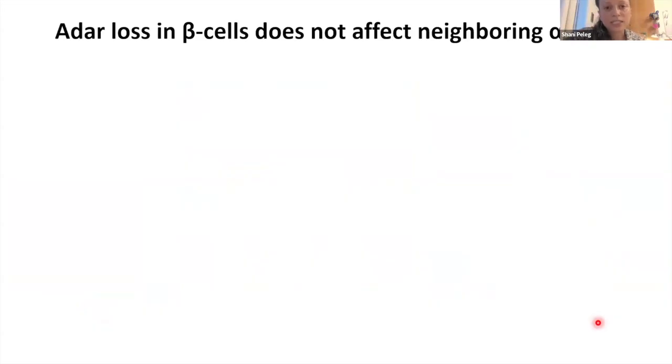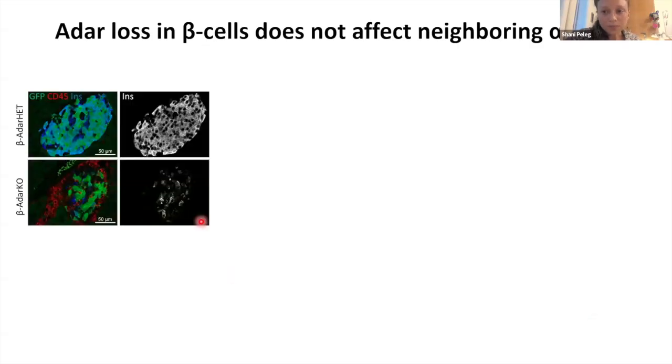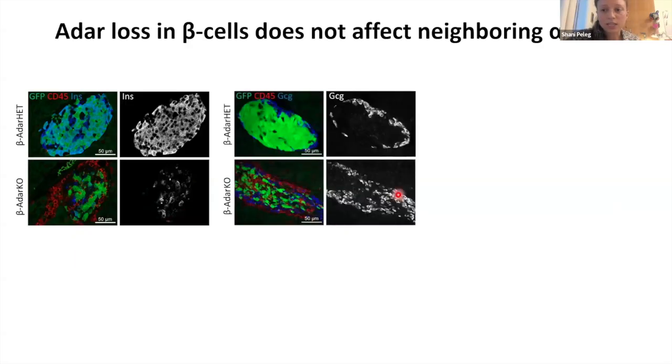So indeed, very surprisingly, Adar loss in beta cells doesn't seem to affect neighboring alpha cells. We can see here again inflamed islets of beta Adar knockout mice with inflammatory cells here in red, and we see that insulin staining is decreased. In contrast, glucagon staining in inflamed islets remains unchanged. And in even more extreme cases, we saw that islets were suddenly composed of a majority of alpha cells, when usually in mouse islets, alpha cells make up around 15 to 30% of the islet.